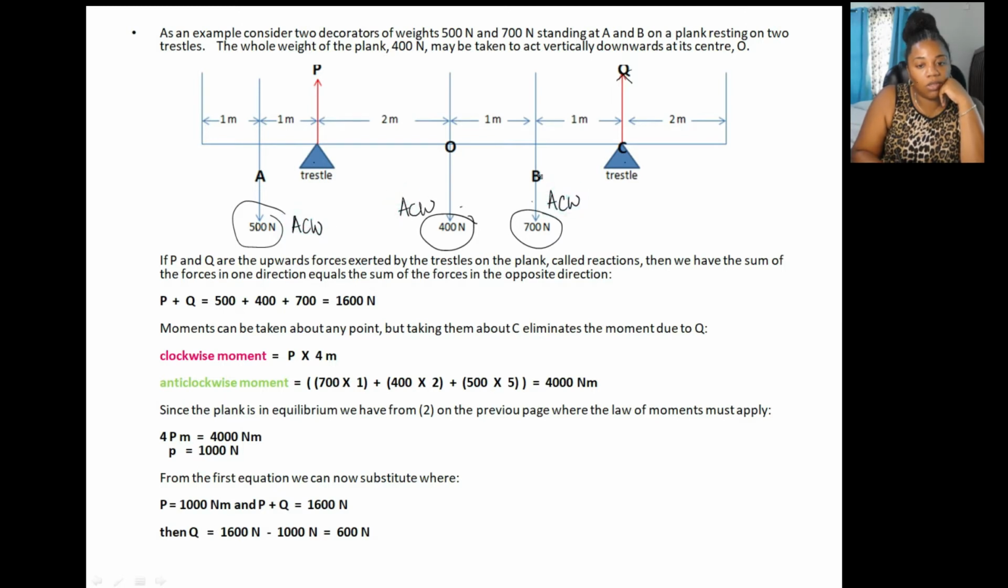And always remember, you try to put the end of whatever ruler or pencil you're using on the pivot itself. So in this case, our pivot that we're looking at, ignoring Q, would be C.